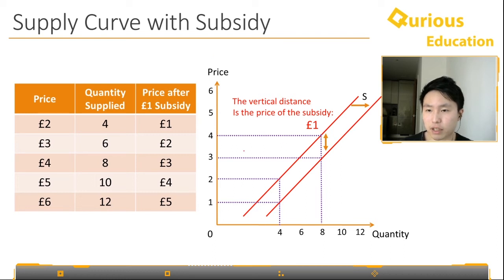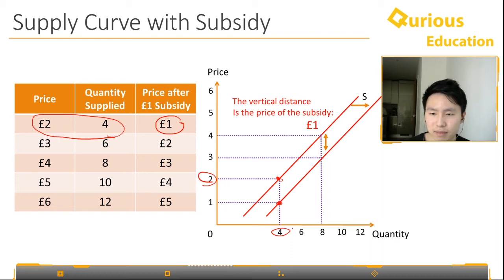So originally, £2 is 4 quantity, right? This is the point on the original supply curve. But after the subsidy, it only costs £1, and the suppliers would produce 4 bread. And that's because it's cheaper to produce that piece of bread, right?